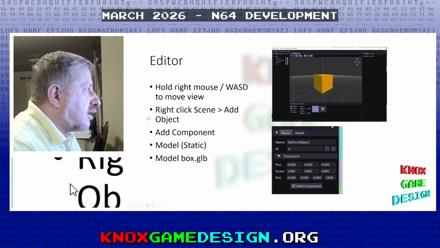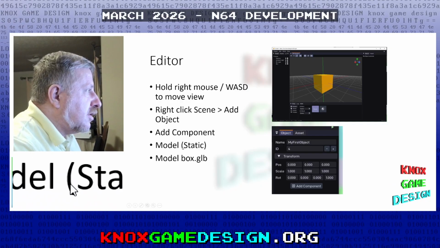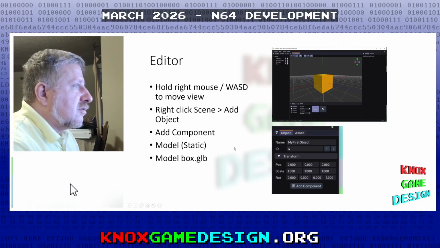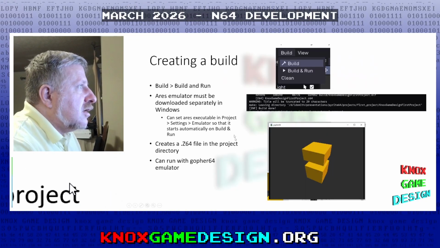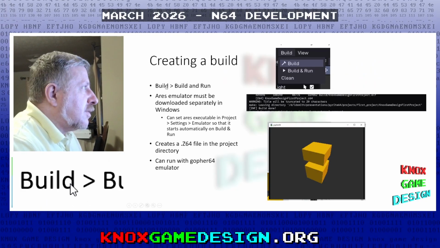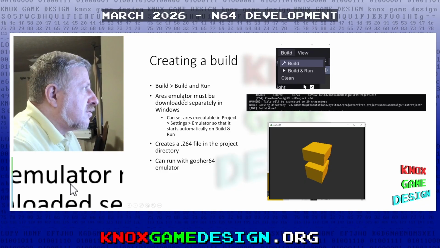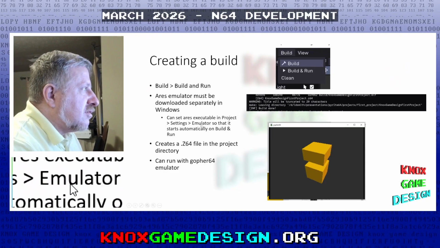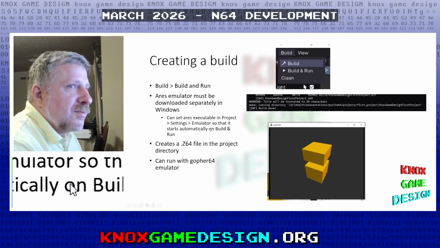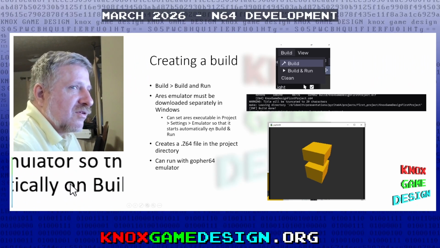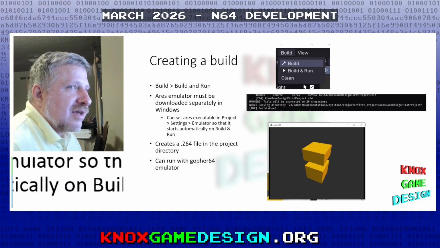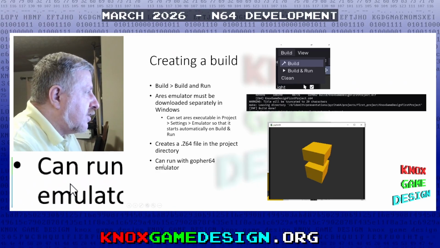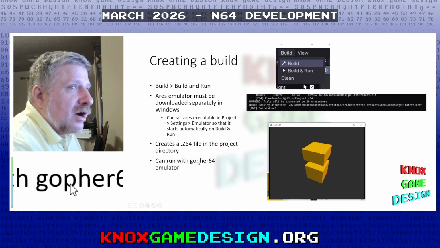You can right click, add a component, add your model, and select the GLB file right there. I already talked about that. Create and build, I already talked about it. Build and run wants to use Ares as the emulator. Go into settings, emulator, so it starts automatically, which is pretty nice. When I first started this, I was having to run it externally, which is kind of a pain. It creates a Z64 file and runs with Gopher or Ares.